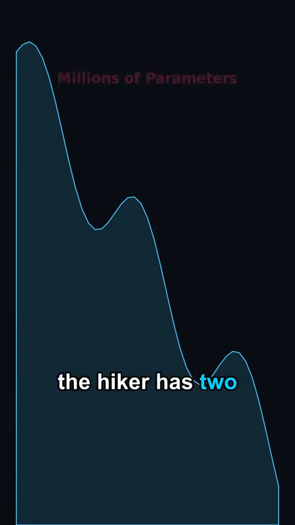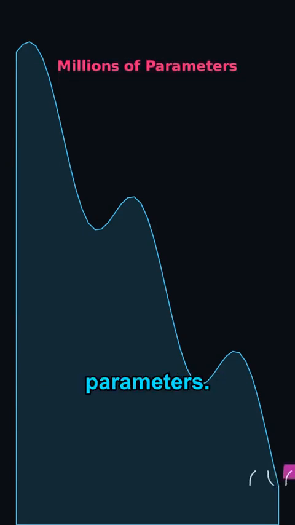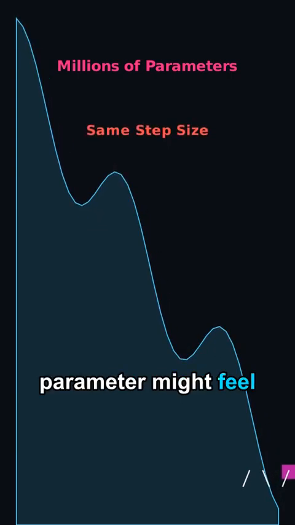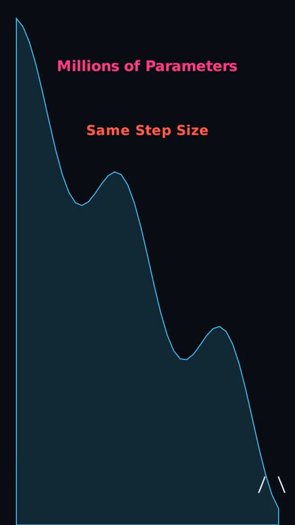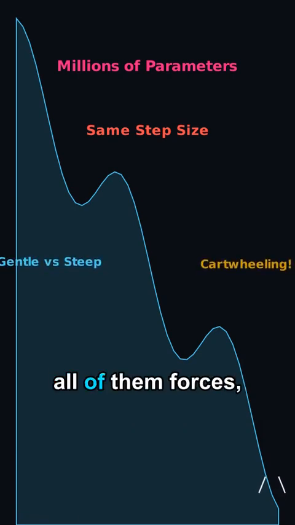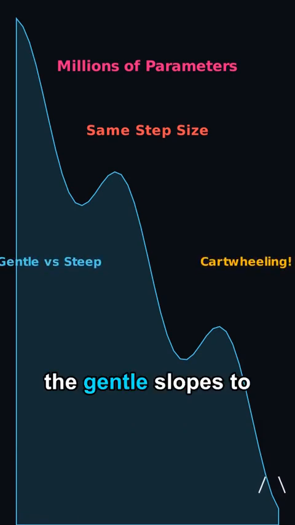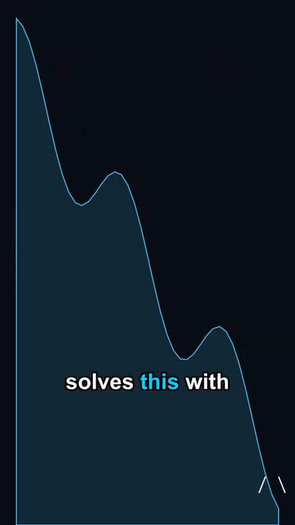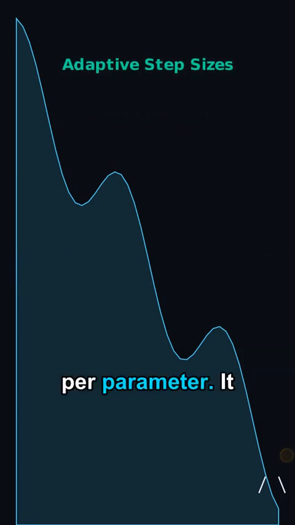But the hiker has 2 feet, actually millions of parameters. A slope that feels gentle to one parameter might feel brutally steep to another. Using the same step size for all of them forces you to inch down the gentle slopes to avoid cartwheeling off the steep ones. Adam solves this with adaptive step sizes per parameter.